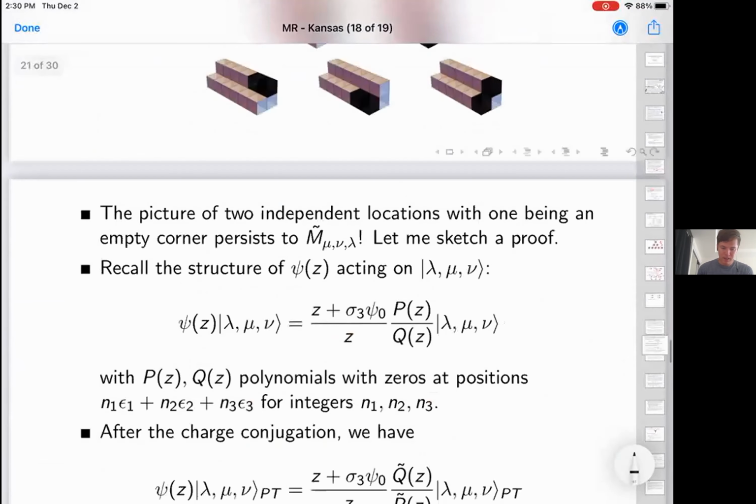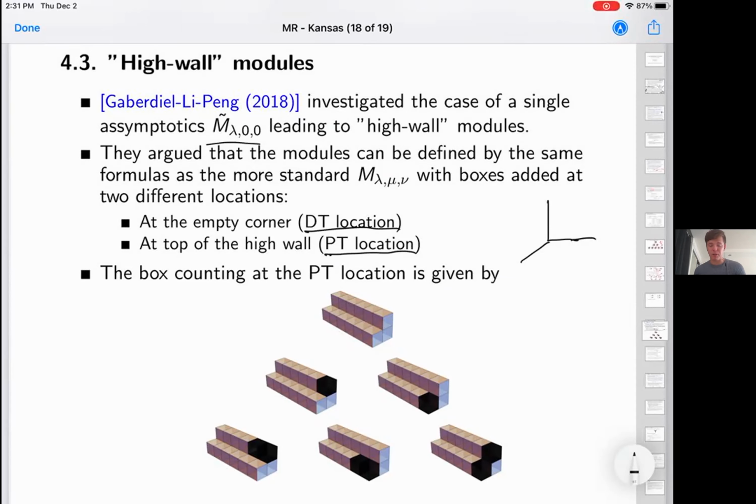Okay, so the simplest example of a single asymptotics was investigated in the work by Gaiotto and Rapčák, and they found out that the box counting in these conjugate modules is done by counting boxes at two different locations. One is the DT location, which gives just the counting of the standard partition with trivial asymptotics, and the other one I will call the PT location. The counting at the PT location is slightly different compared to the DT location.